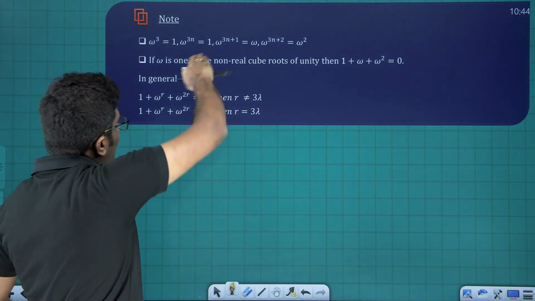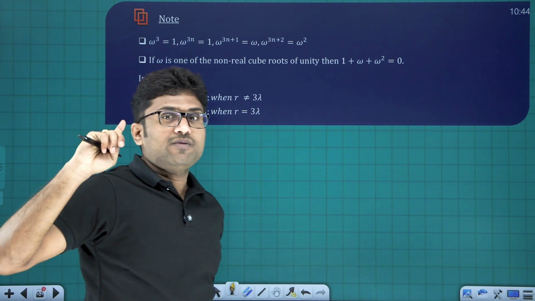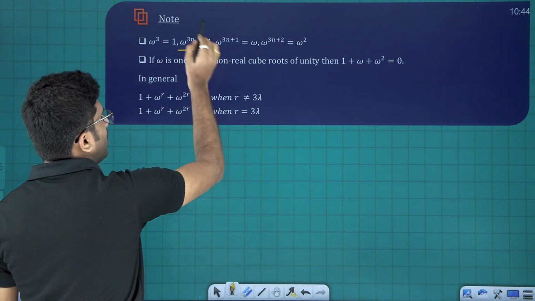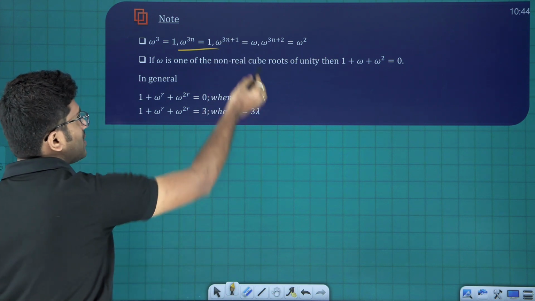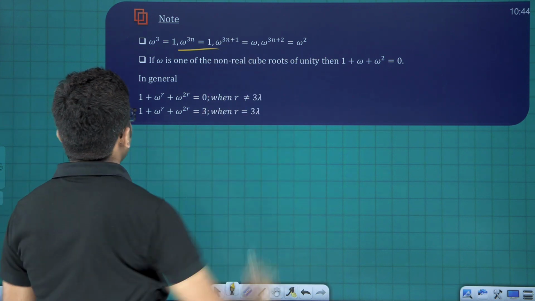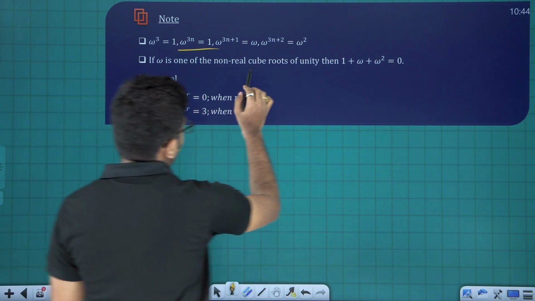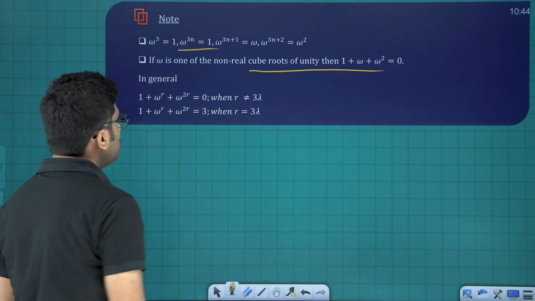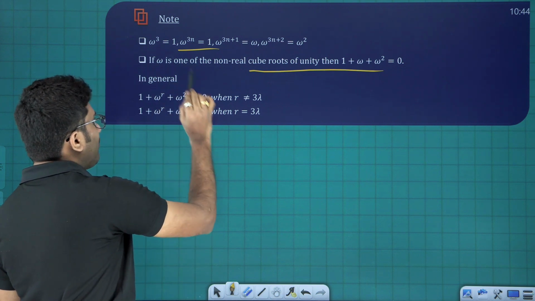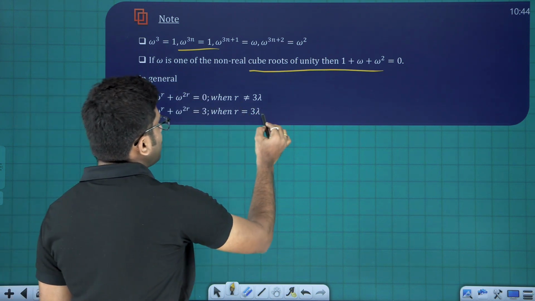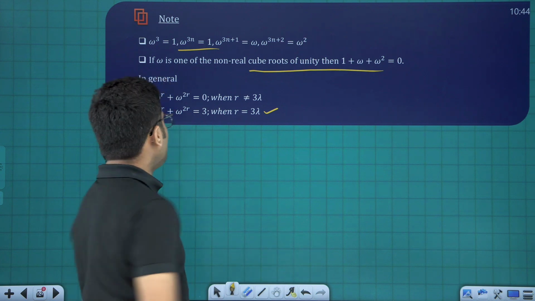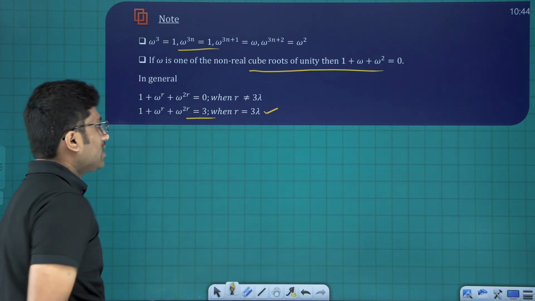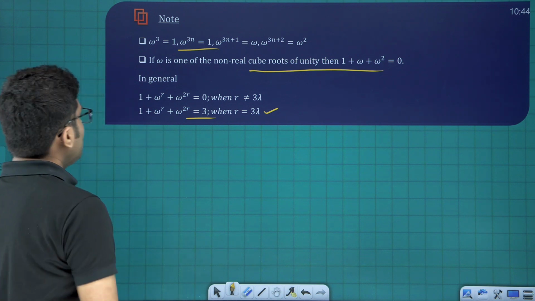Next, we can go with integral powers, like we have integral powers of iota, integral powers of omega, the cube roots of unity, also. Omega power 3n is 1, omega power 3n plus 1 is omega, and omega power 3n plus 2 is omega square. So if omega is one among the non-real cube roots of unity, then for sure 1 plus omega plus omega square is equal to 0. For any power r also, if r is a multiple of 3, then this will be equal to 3. If r is not a multiple of 3, 1 plus omega power r plus omega power 2r will always be equal to zero.